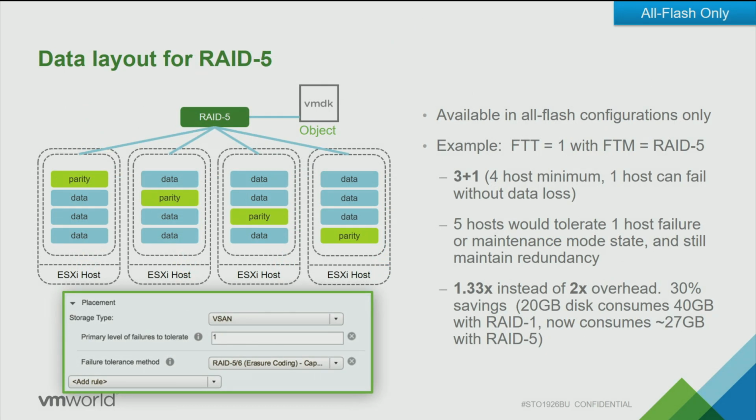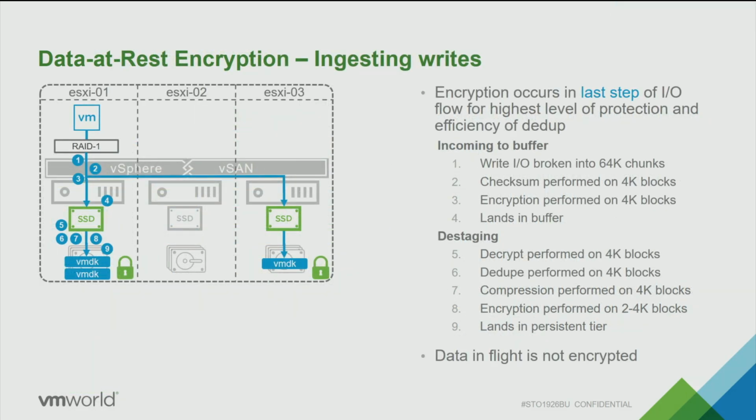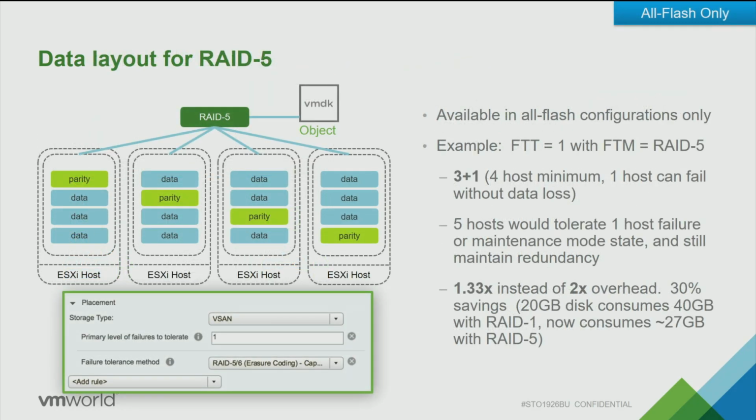The data layout for the RAID 5, from an overhead perspective: a 20 gigabyte VMDK becomes 27 gigabytes instead of 40 gigabytes. And so, John, I think it's a good reminder for everyone here that these discussions around whether it be RAID 1 or RAID 5 and RAID 6 are applied at the object layer. It's not a matter of saying we're going to set a vSAN cluster at RAID 1 or RAID 5 or RAID 6. This is applied via storage policy-based management on an object, whether it be a VM or a group of VMs. So you have that choice and that level of granularity.